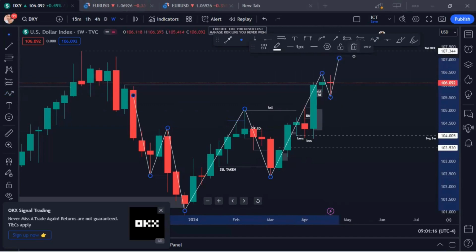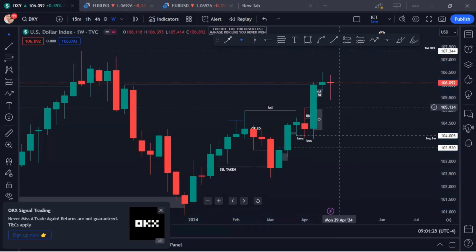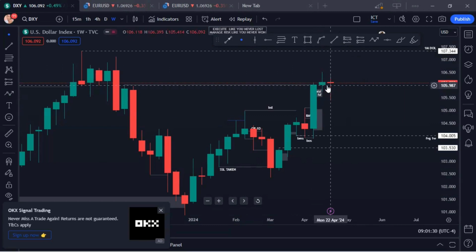Okay, so as simple as that, that's how price works, guys. Price is based on liquidity, moving from internal liquidity to external liquidity and vice versa. Right now you can see the previous week closed as a contraction candle. A contraction candle is a candle with a small body range. The upper week closed with a contraction candle, and the previous week closed with a contraction candle.